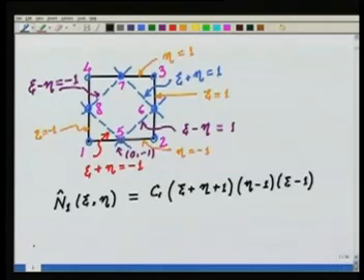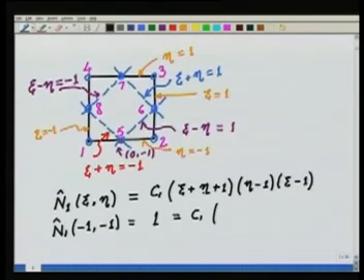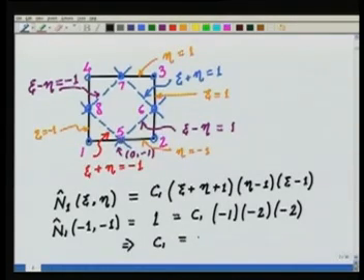How will I find C1? Well, it has to be 1 at point 1. So N1 hat at minus 1, minus 1 is equal to 1. This is equal to C1 into, psi plus eta plus 1 is minus 1, eta minus 1 is minus 2, psi minus 1 is minus 2. So this implies C1 is equal to minus 1 by 4.